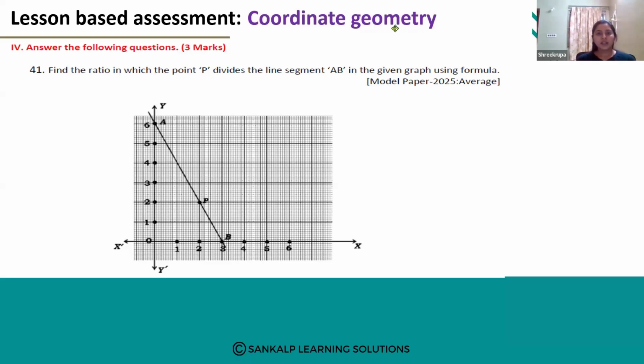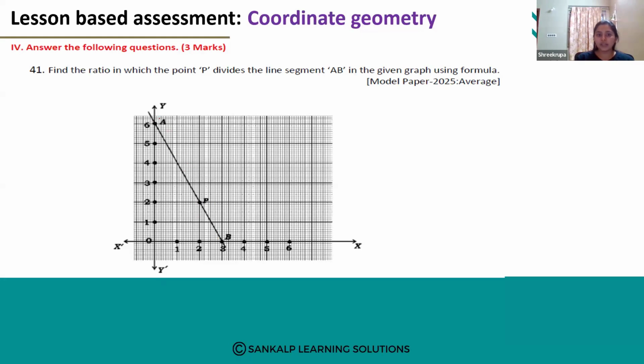Hello everyone. Let's look at question number 41. Find the ratio in which the point P divides the line segment AB in the given graph using formula. Here we have the graph representing line segment AB and a point in between AB. Point P is somewhere in between point A and B.